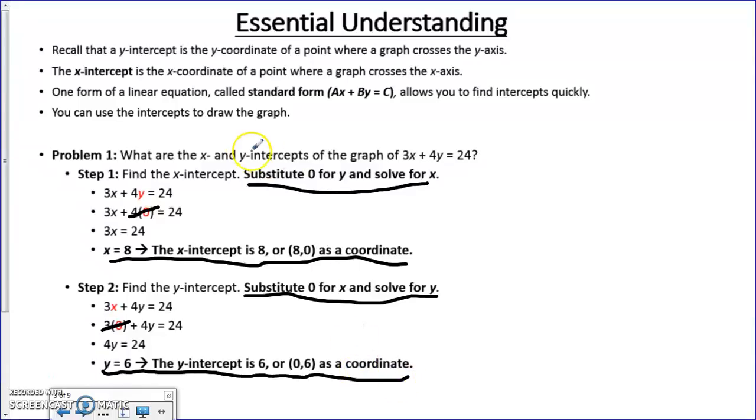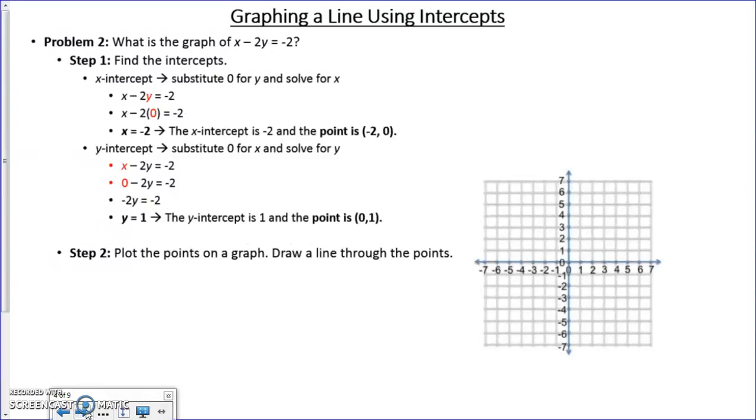And if you wanted to graph the line of this equation, you can just plot the points (8, 0) and (0, 6) on a coordinate plane and connect the two points with a straight line. Graphing a line using intercepts.